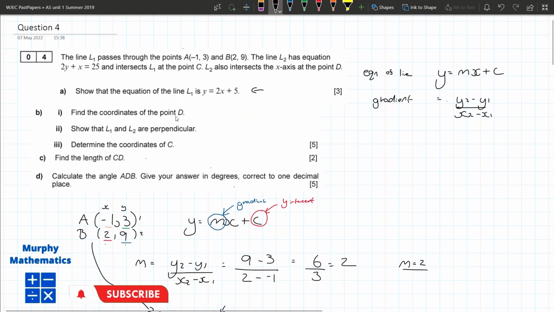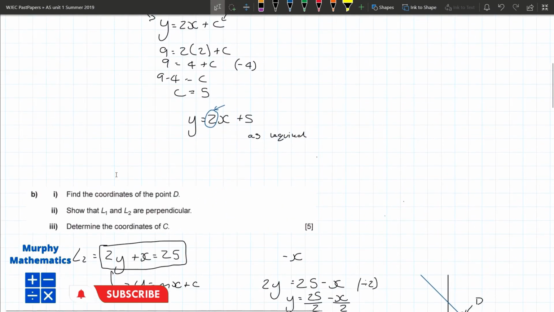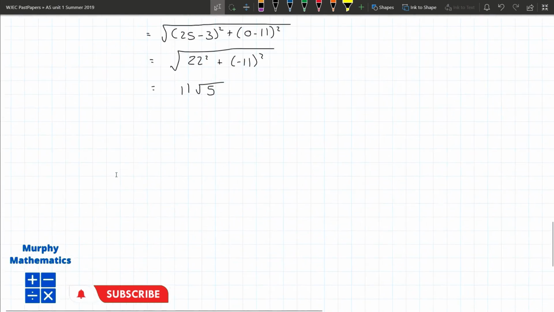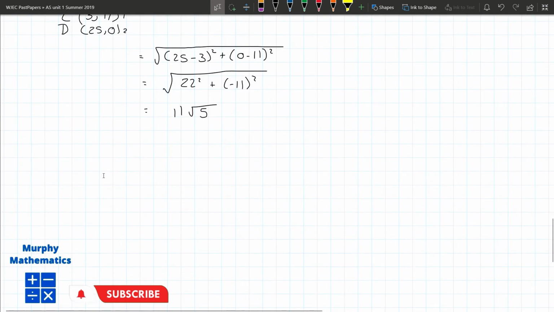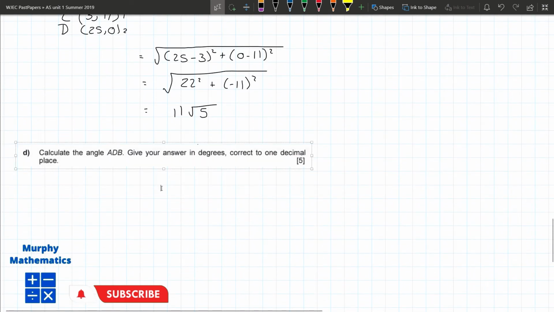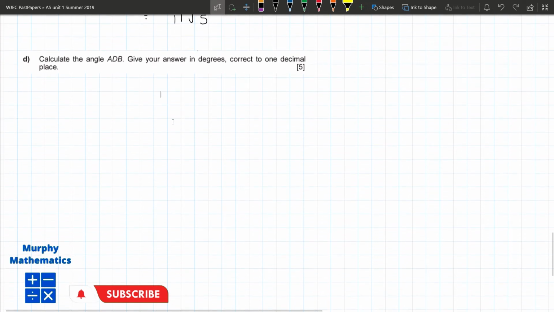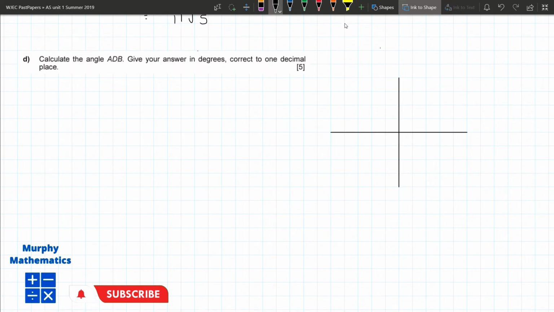Okay, so then part D, we've been asked to calculate the angle ADB, give your answer in degrees correct to 1 decimal place. Okay. So let's get this done here. I think the best thing to do with this one would be to draw it. So let's draw an axis. That looks fine. And let's get our points A, D, and B.